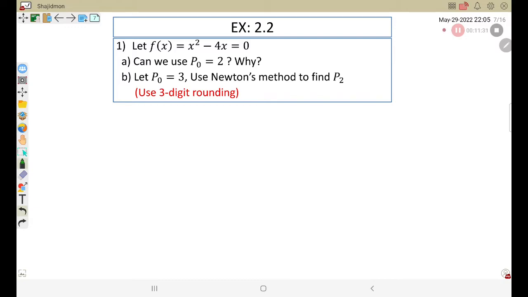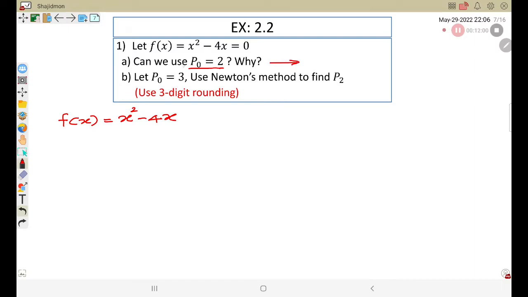First question, exercise 1.2, question number 1. Let f of x equal to, I am just writing here, f of x equal to x power 2 minus 4x. Now, what is the first question we need to do? Can we use P0 equal to 2 for finding the solution in Newton's method? If not, why? What is the reason for that?